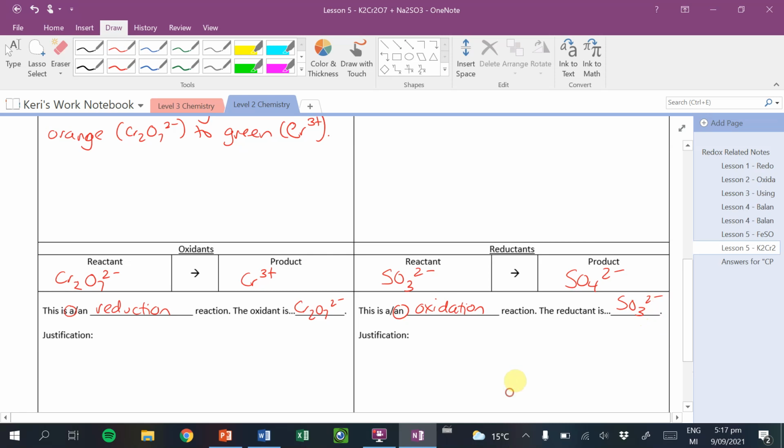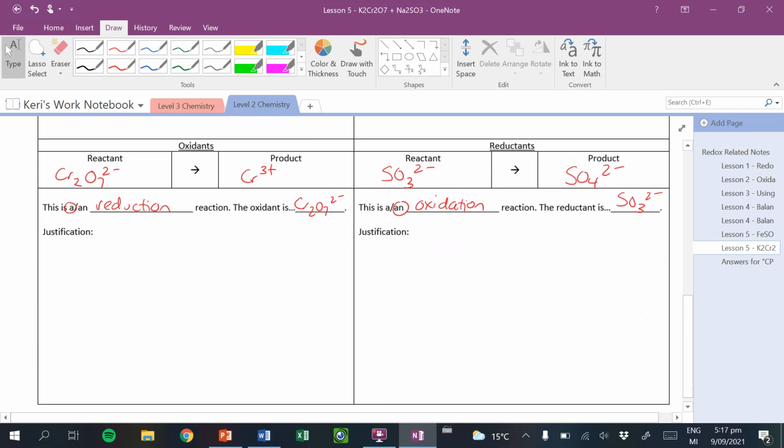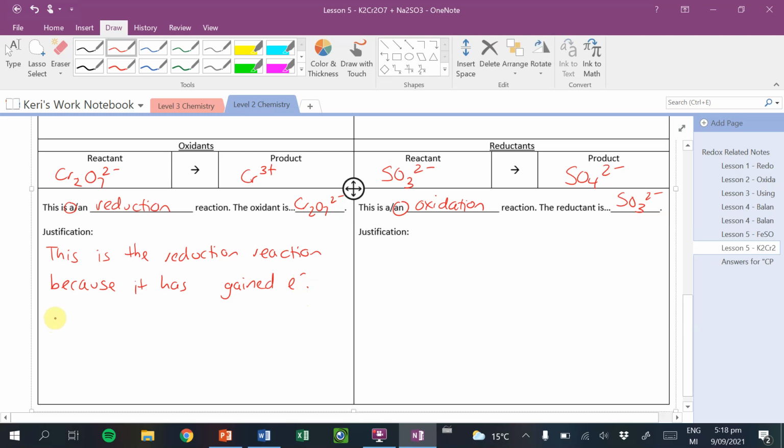Cool. All right. So last thing I need to do for my achieved is my justification. So just give me some definitions. So you go, this is the reduction reaction because it has gained electrons, or you could say because the oxidation number has decreased. Not fussed. Lots of different ways you can show that.